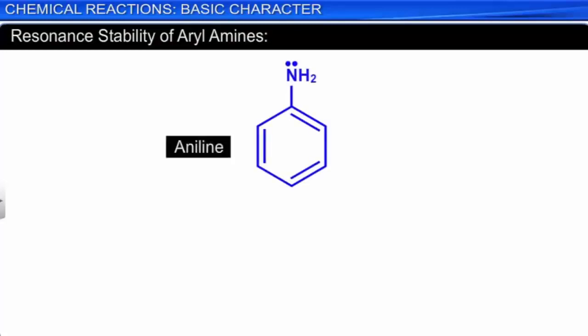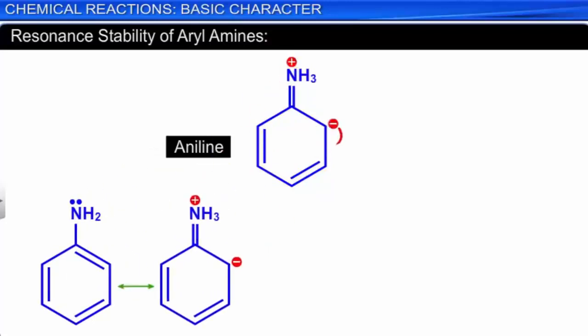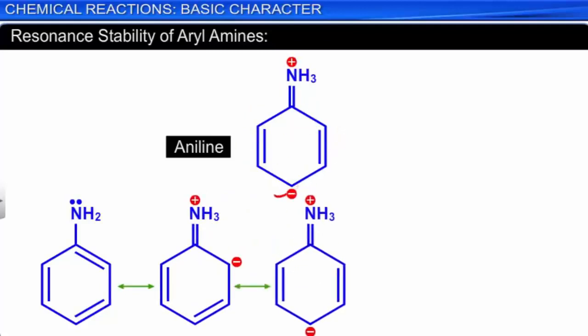The NH2 group in aniline or aryl amine is directly attached to an aromatic nucleus. As a result, a lone pair of electrons on the nitrogen atom is in conjugation with the aromatic ring, thus making it less available for protonation.